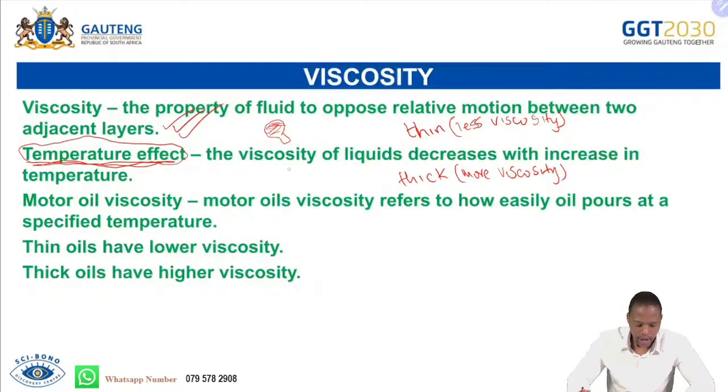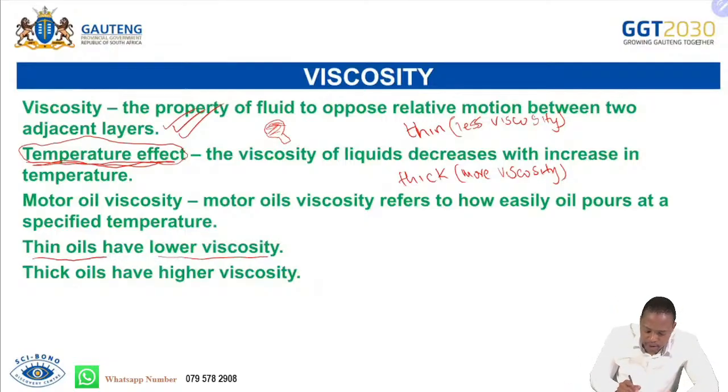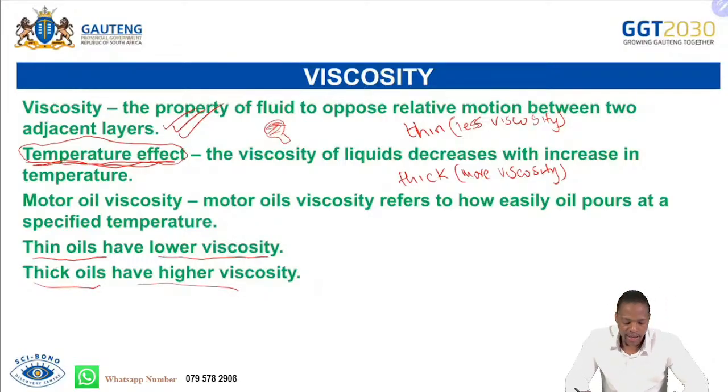All right. Okay. Motor oil. Viscosity refers to how easily oil pours at a specified temperature. So when we talk in terms of application of viscosity, grade 12, we look at motor oils. Those motor oils, it refers to how easily they pour. Some motor oils pour easily, some do not pour easily. Are we together? So thin oils, we say they have lower viscosity, while thick oils have higher viscosity. That is what I was quickly saying there.